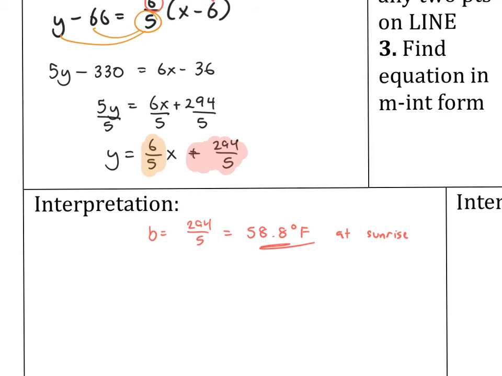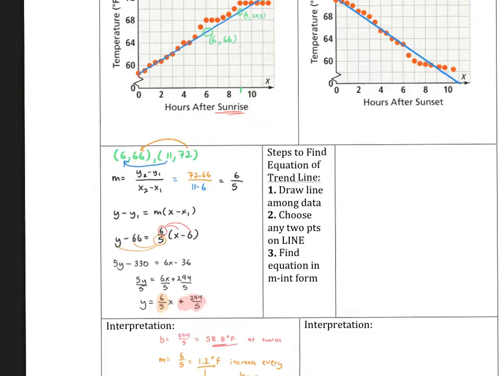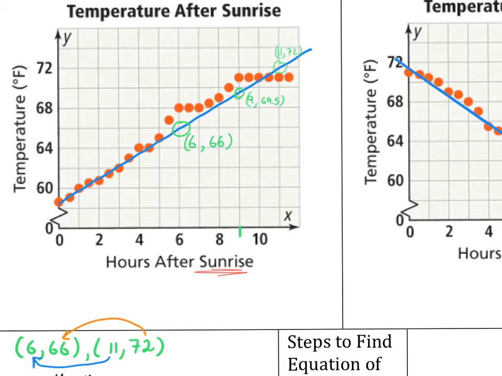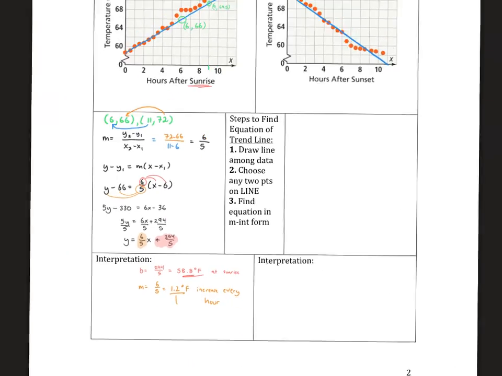Okay, and now what does the slope mean? Well, 6 over 5 is going to be 1.2. 1.2 what? 1.2 degrees Fahrenheit increase every hour, because it's over 1. Every hour. So as we see here, it goes up a little bit more than 1 degree every hour. Here we go, a little bit more than 1 degree, 1 degree, all the way over to here. So after 10 hours, we expect more than 10 degrees going up. All right.